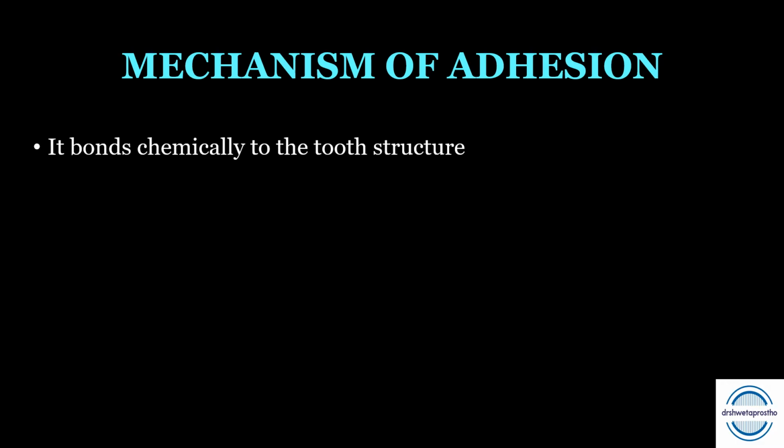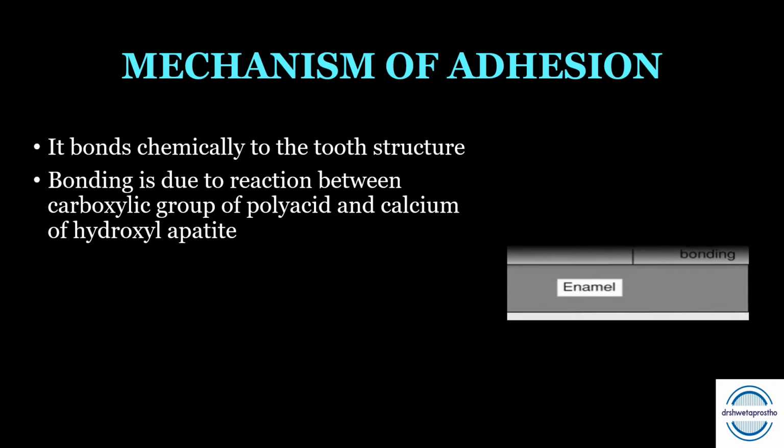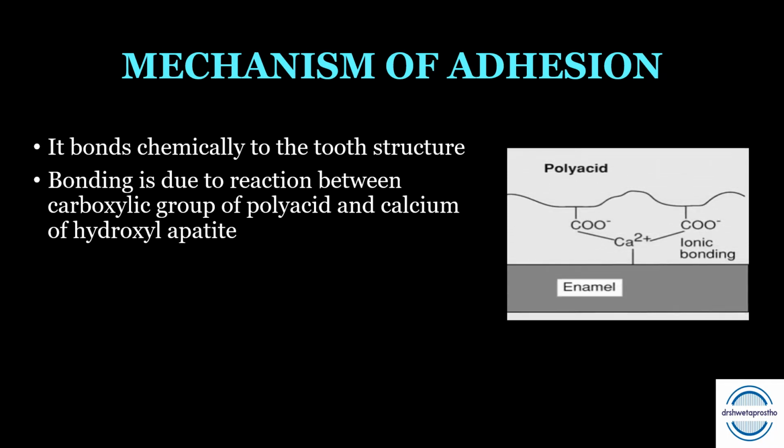Mechanism of adhesion: glass ionomer cements adhere well both to the enamel and the dentine. The glass ionomer bonds chemically to the tooth structure and the bonding is due to the reaction between the carboxylic groups of the polyacids and the calcium of the hydroxyapatite in the enamel and the dentine.